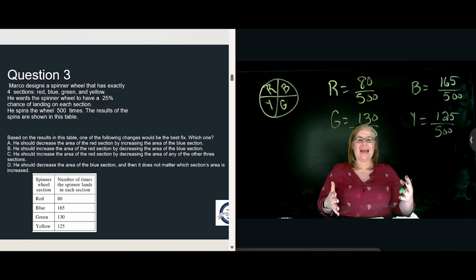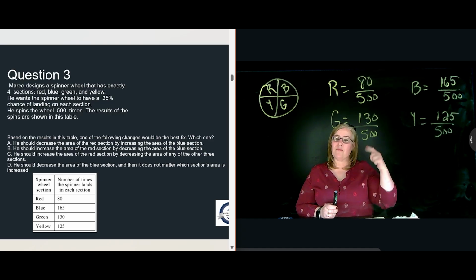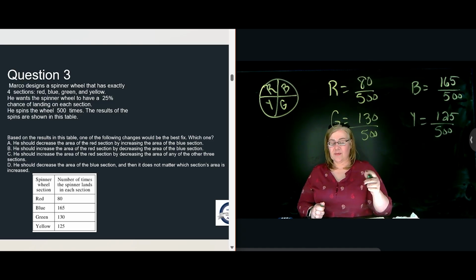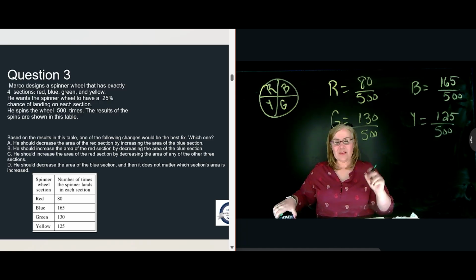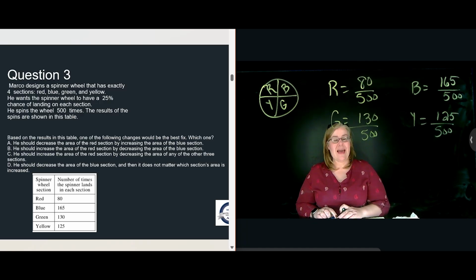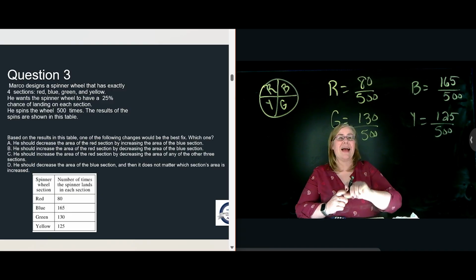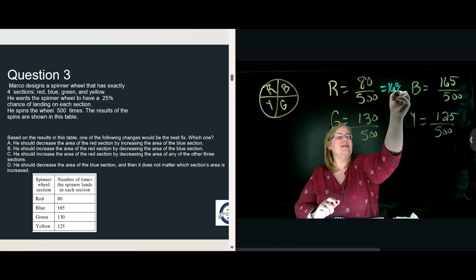I am going to take 80 and divide it by 500 and move my decimal 2 places to the right. Let's go ahead and make sure. So I have 80 divided by 500. Move it 2 places to the right, and I get 16%.